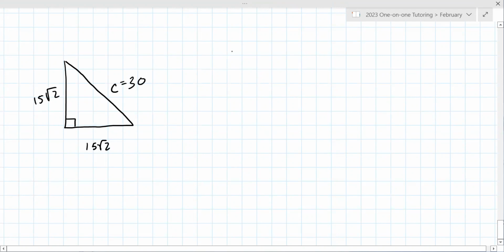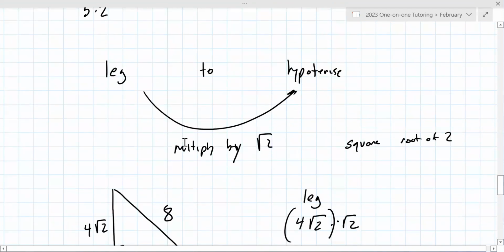All right, let's try another one here. Let's say it is 8. What is the hypotenuse? 8 square root of 2. Very good. Okay. Now I'm going to just copy this down.